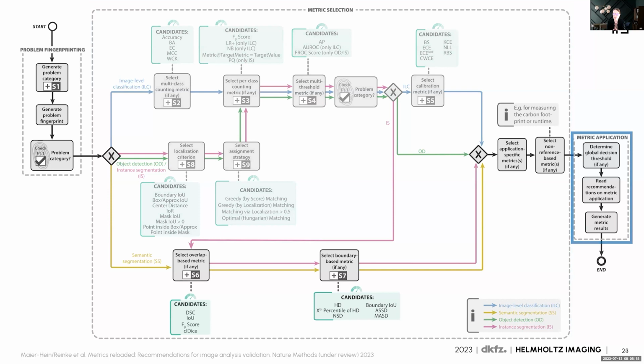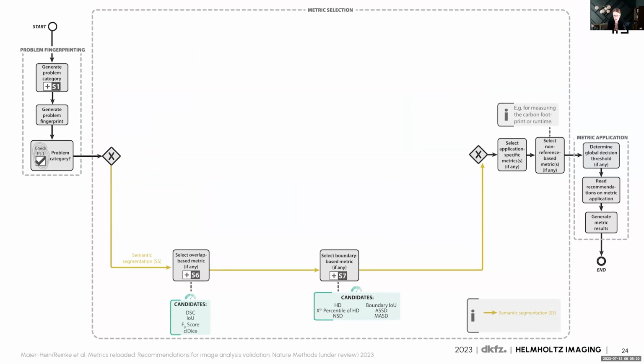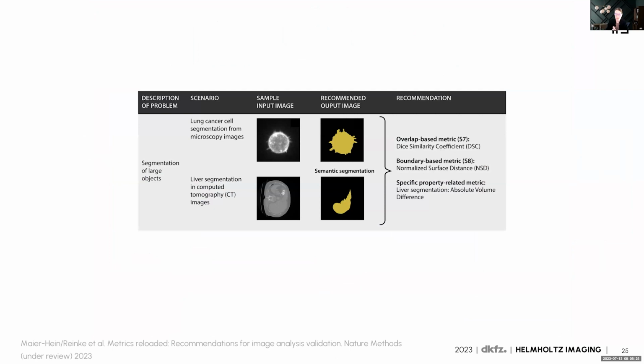So let's now focus only on semantic segmentation, so only the yellow path. And let's be more specific. Let's say we want to segment large objects. We have 2 potential scenarios as examples. One would be lung cancer cell segmentation from microscopy, or liver segmentation from CT.